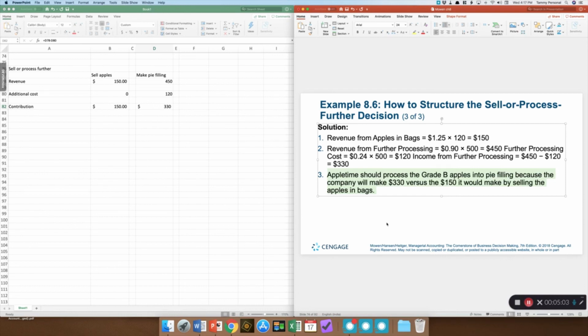That kind of decision is ubiquitous in agriculture and other sorts of moving from raw resources into value-added products. That's why they call it value add, right? Because you're adding value to the product. And so that's how you do a sell or process further decision. Quick one this time.